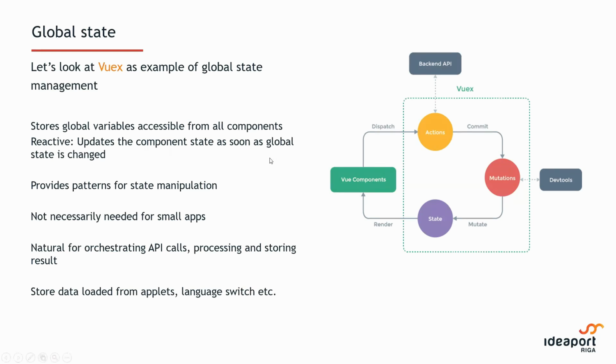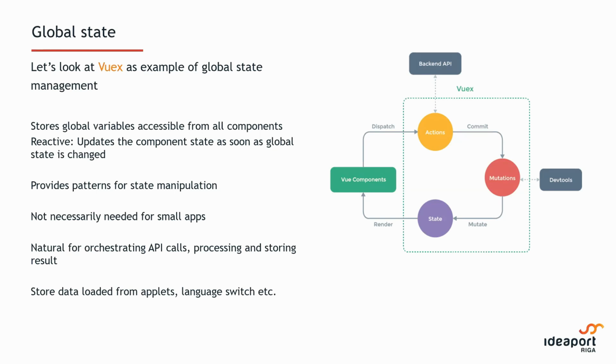So I already started talking about the global state. Here we take Vuex as an example. The global state is used with the Vue.js framework. The main reason why the global state exists is that it stores the global variables, so they could be accessible from all the other components. Vuex itself is reactive. That means that it updates the component state as soon as the global state is changed.